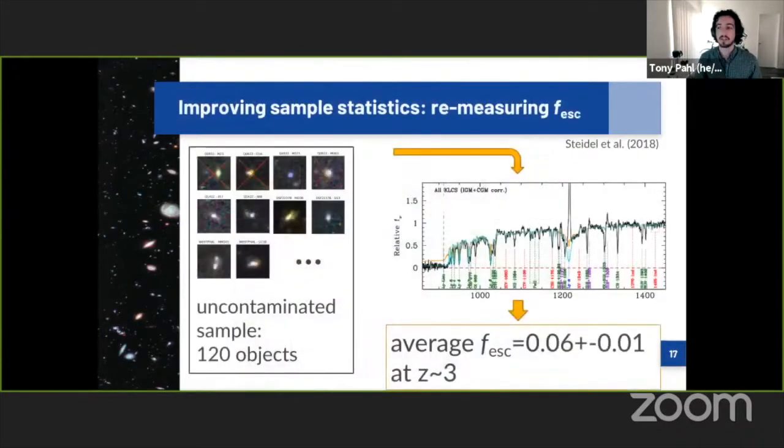So now that we have this uncontaminated sample, you can see on the left, we want to remeasure some of the sample statistics from the KLCS survey. So here you can see we remeasure the sample composites, or the spectral composites, of the sample and reperform that IGM and CGM correction. And we now measure an average F escape of about 6% plus or minus 1% at redshift 3. So this is actually significantly different than the 9% that was originally measured without this removal.